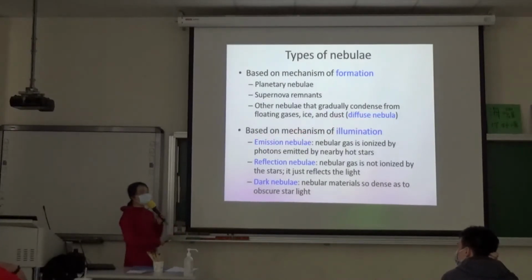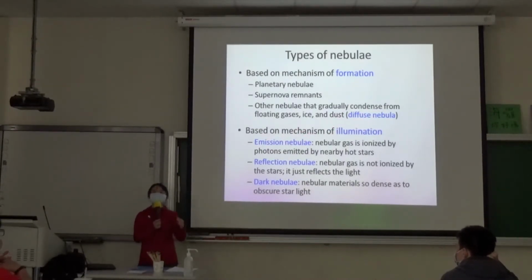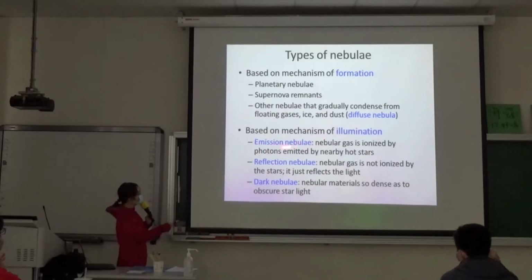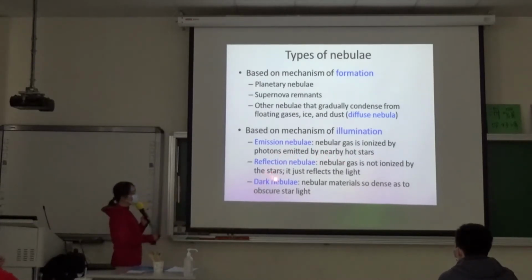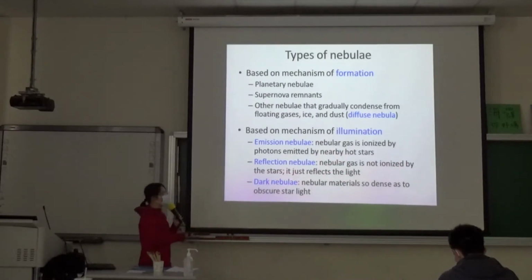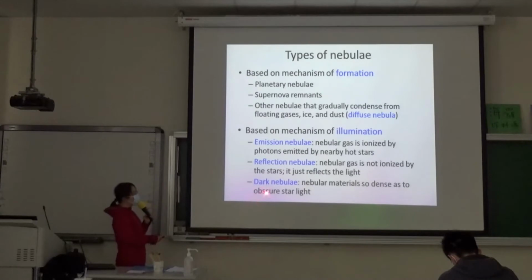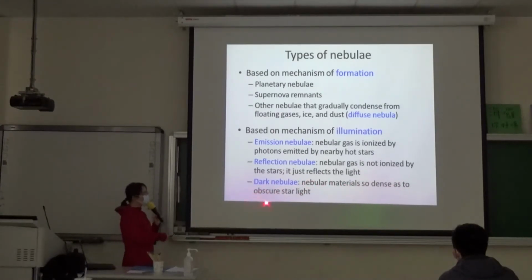And based on the mechanism of illumination, depending on how close the nebula is to a star, they can be classified into emission nebula, where nebula gas is ionized by photons emitted by nearby hot stars. Or reflection nebula, where nebula gas is not ionized by the stars, it just reflects the light. Or dark nebula, where nebula material is so dense as to obscure starlight. So we just see some photos.